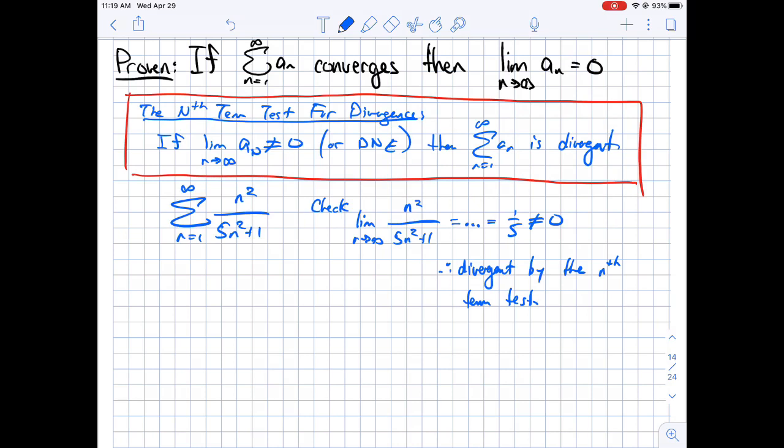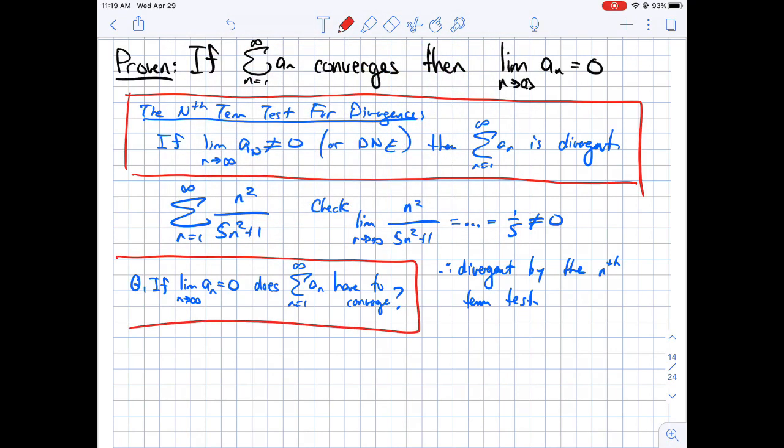So let's take a look actually at this question. And the question is, if the limit as n goes to infinity of a sub n is 0, what happens? So if that limit is 0, does the series have to converge? We know if it's not 0 that it's divergent. So if it is 0, does the series need to converge?